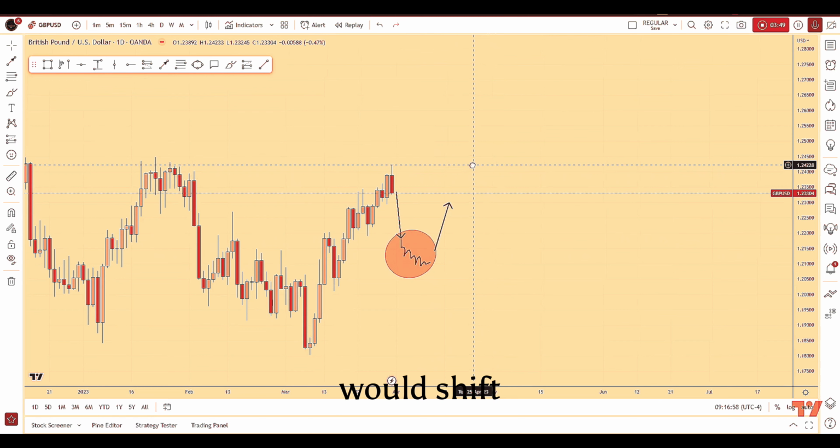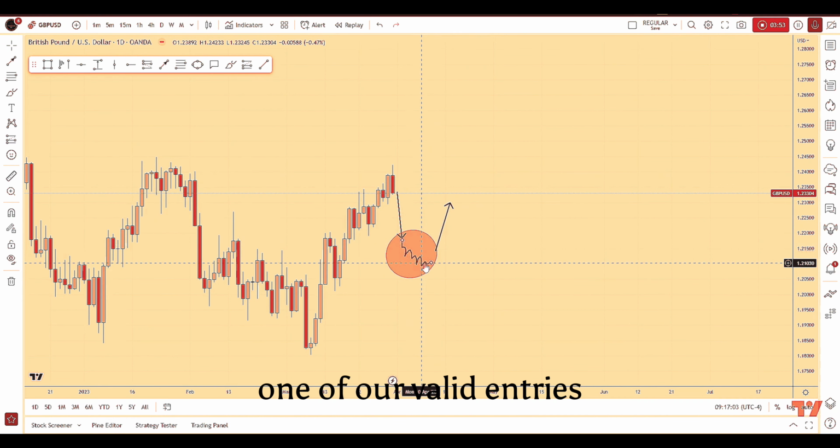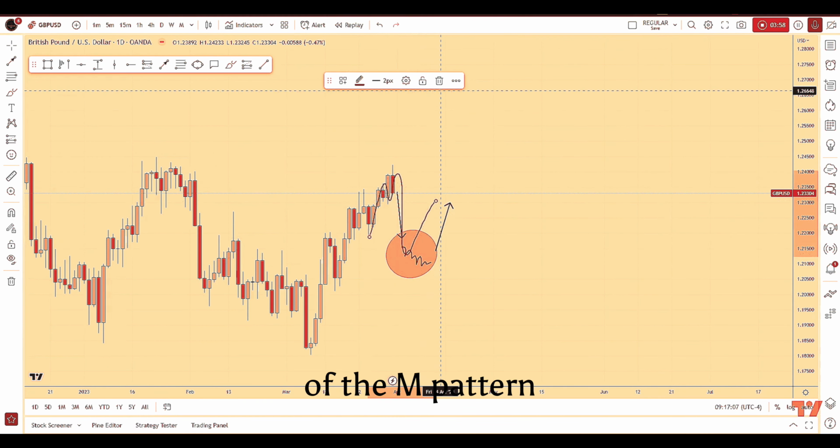And if the market would shift from an intraday bearish to a bullish market and provide to us one of our valid entries, at that point we could be looking for a potential rejection to the upside for the completion of the M pattern at the neckline.